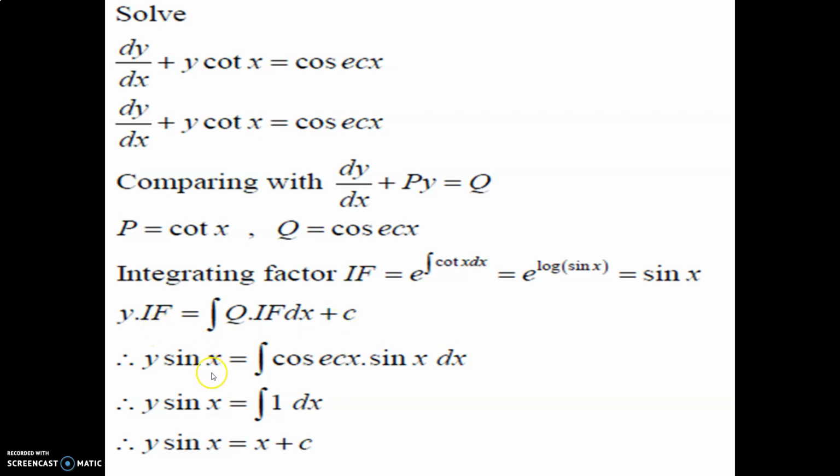We have to put IF is equal to sin x, so integration cosec x into sin x dx. Now we know that cosec x is 1 upon sin x. Sin gets cancelled, 1 is there. What is the integration of 1?